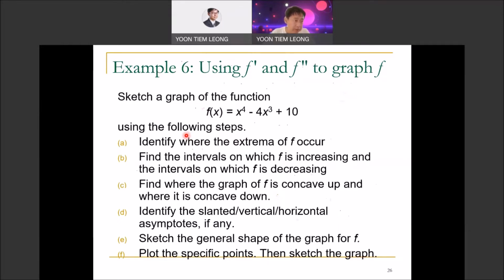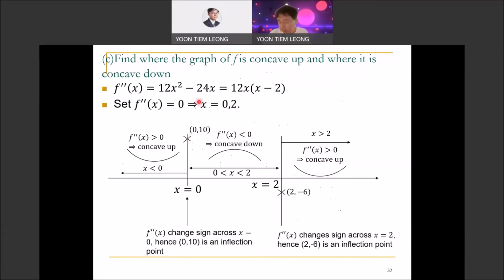So this is what I do for part C. Find where the graph of f is concave up and where it is concave down. Now, how you do that is actually quite simple. You just have to get the expression for f prime prime. Right? f prime prime is equal to 12x times x minus 2. Then you have to identify the region where f prime prime has a positive sign, and the region where f prime prime has an opposite sign.